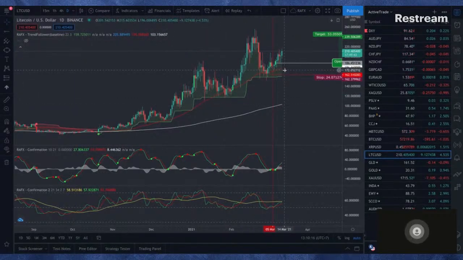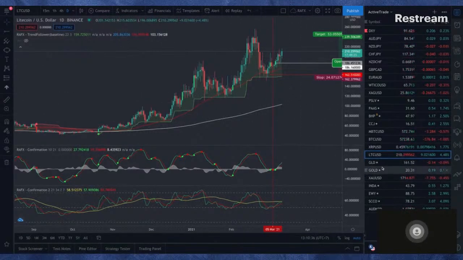I will stay on this trade because the price is above the baseline, and the two confirmations that I have are still good because it has a buy signal here, and it's also still on the buy zone here. So I am still good in here.